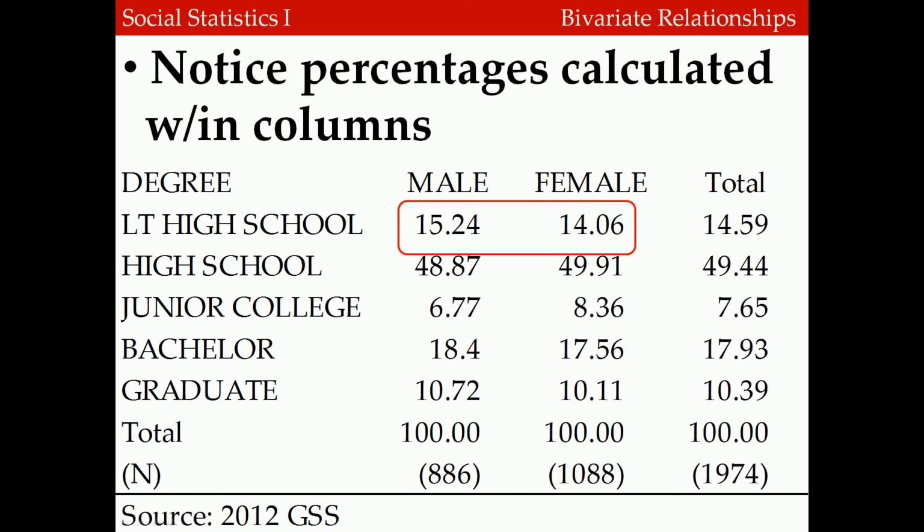So notice that we can now interpret the difference between, for any given value of the dependent variable, the percent of men and women falling into that category. And so here you can see that whereas 15.24% of men have less than a high school education, only 14% of women, 14.06% to be specific, have less than high school education. And so you can see that there's somewhat of a difference between men and women with respect to this category. Likewise, we could look at the difference between men and women across all the different categories to get a sense of whether there's a relationship between these two variables.